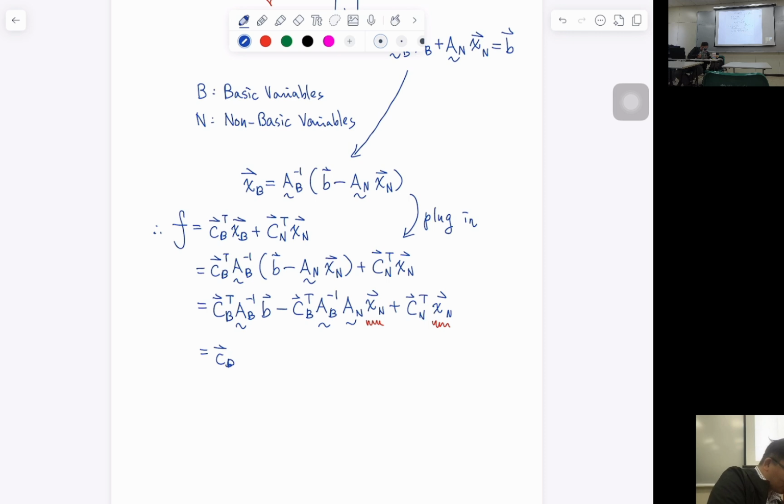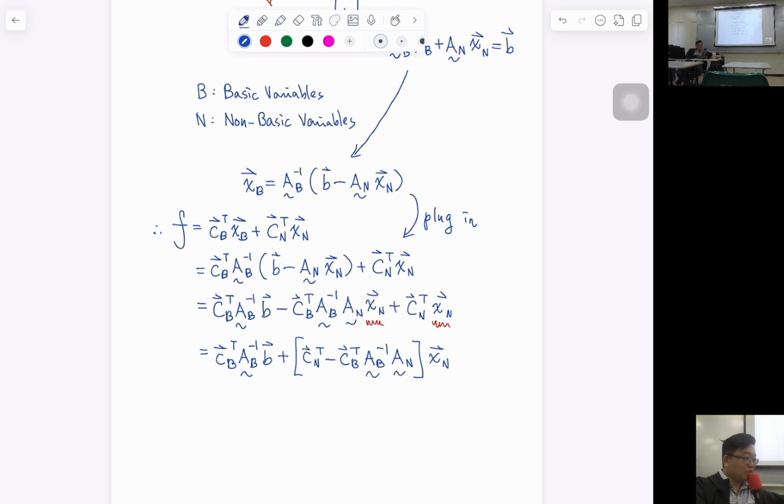So CB transpose AB inverse small b. Now let's do this. CN transpose minus CB transpose AB inverse AN, and XN outside. Vector. Okay, so what is this? This is basically like ax plus b, right? y equals ax plus b. It's a linear function, right?